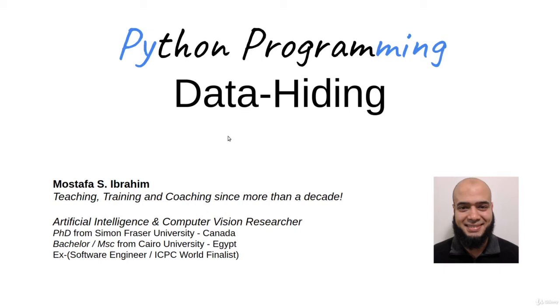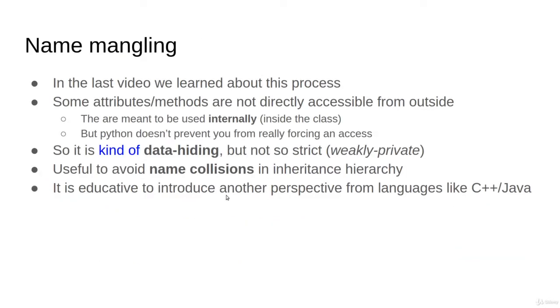One of the fundamental concepts in OOP is data hiding. However, the concept is very strong in other languages compared to Python itself. In the last video, we learned about name mangling, and we learned that attributes and methods aren't directly accessed, but still they can be accessed if you would like to do that. So name mangling is doing a kind of data hiding, something we might call weakly private data.